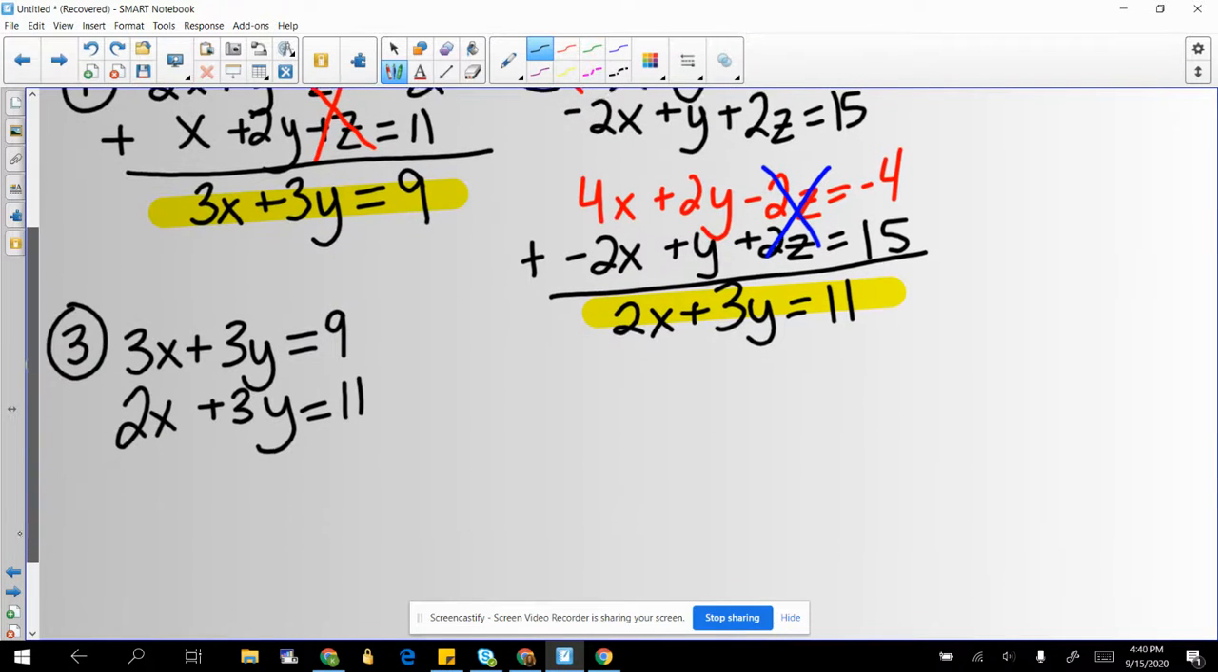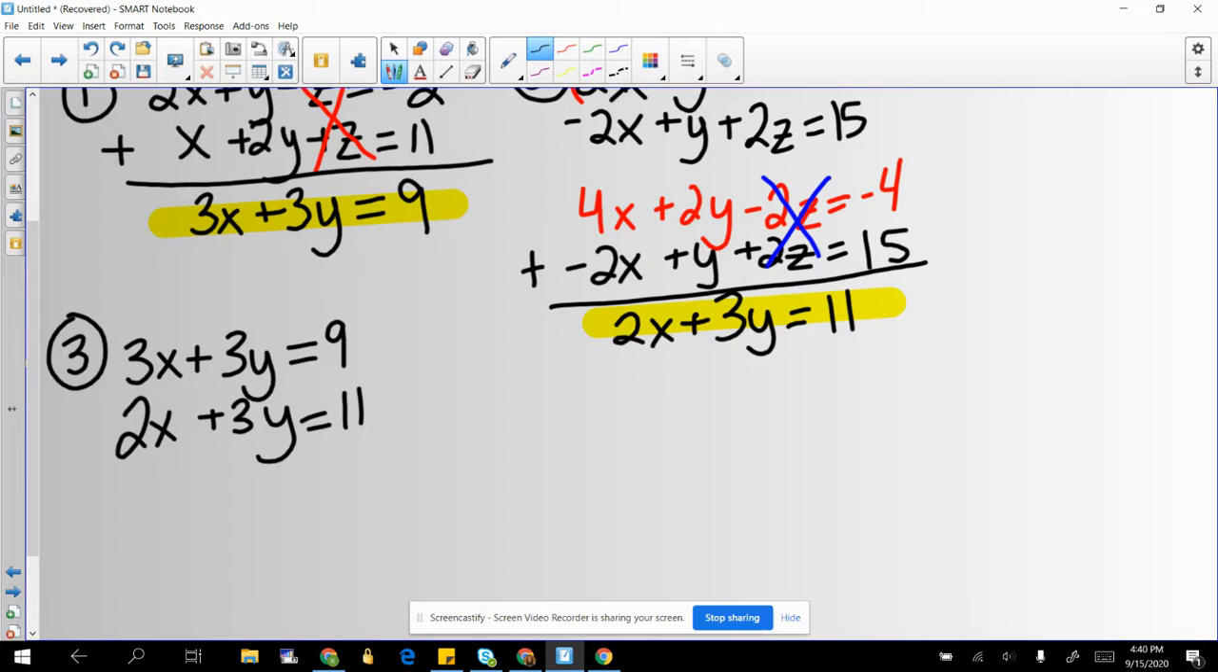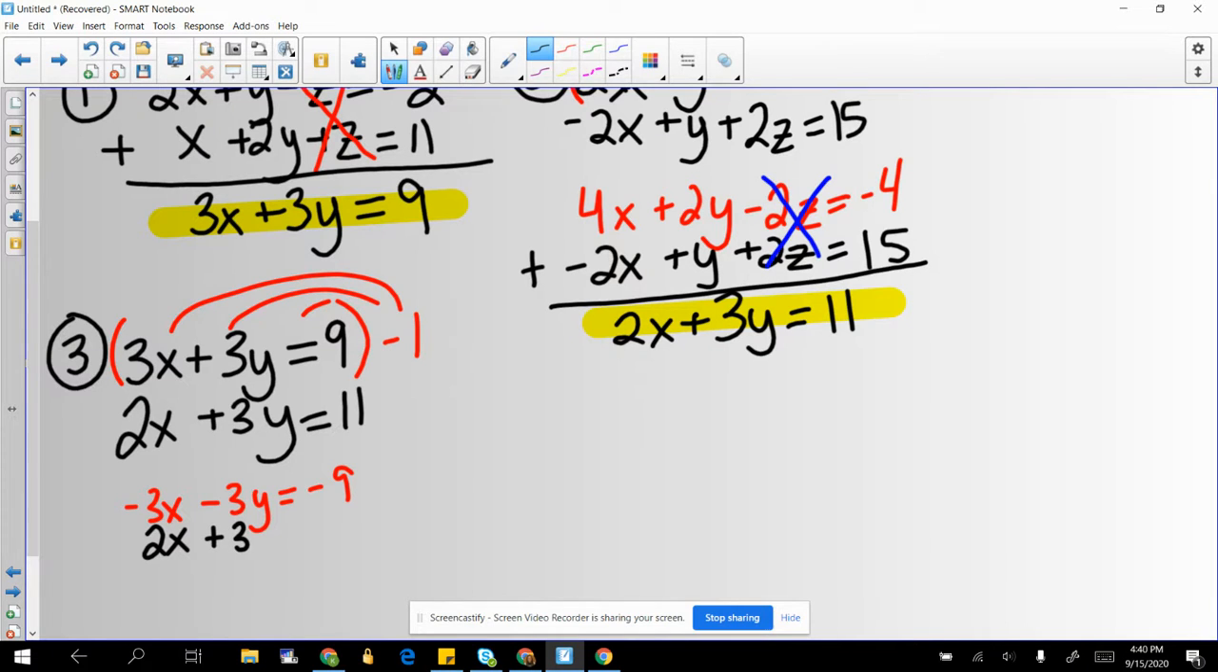And it doesn't matter which variable we eliminate here, x or y. It looks like the easier option would be to multiply everything by a negative 1 so that the y's will cancel. So I'll have negative 3x minus 3y equals negative 9. And again, I just distribute that. Okay. And then I'm going to rewrite the second one, which is 2x plus 3y equals 11. And this one is going to work out where the y's do cancel. And then we're going to add just like we did before.